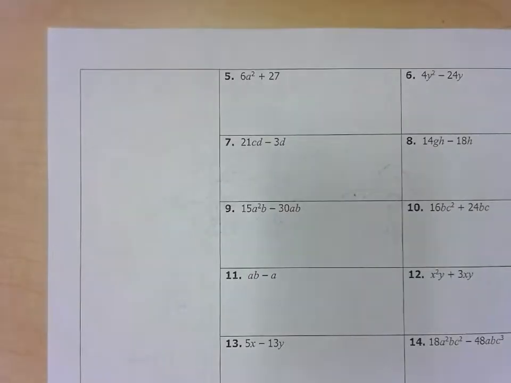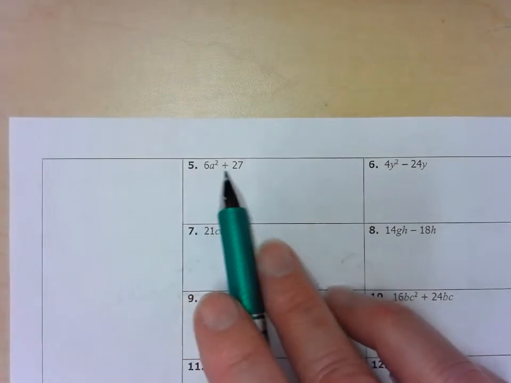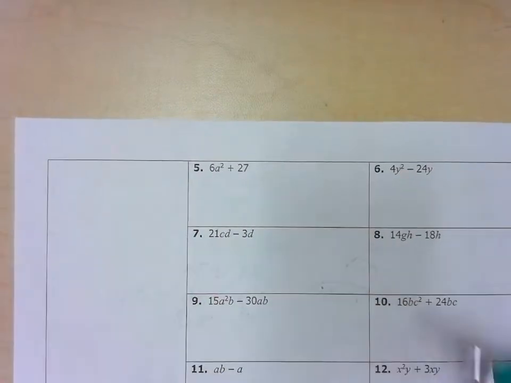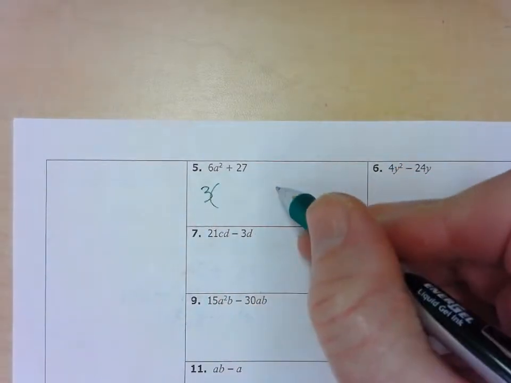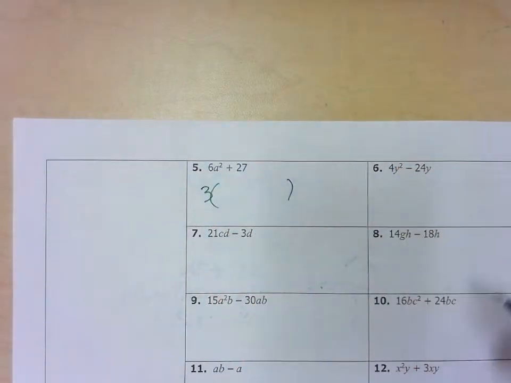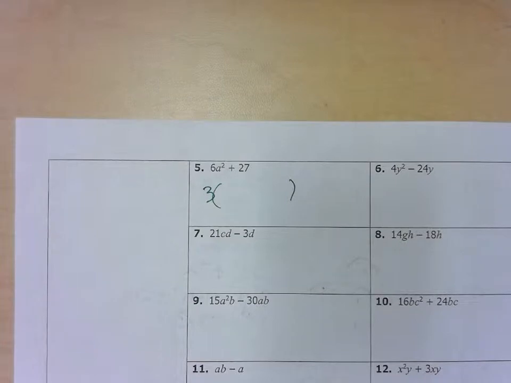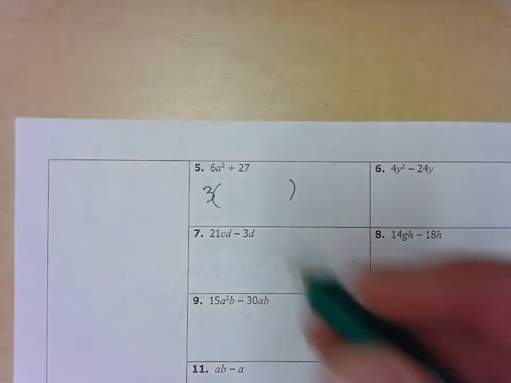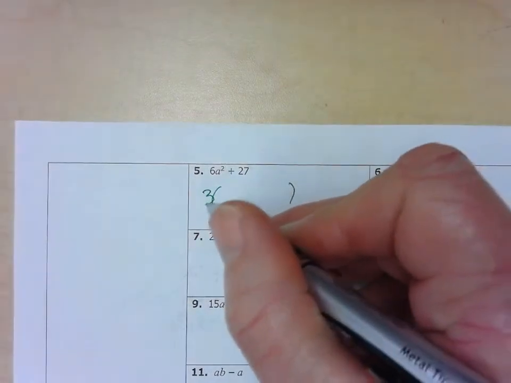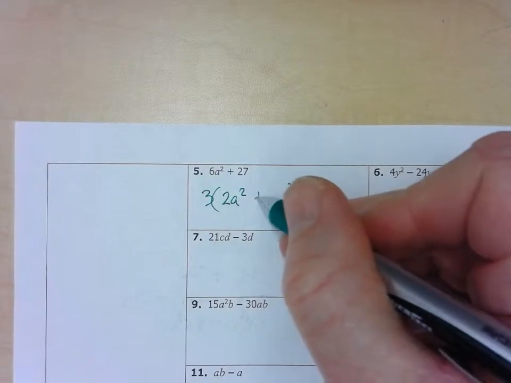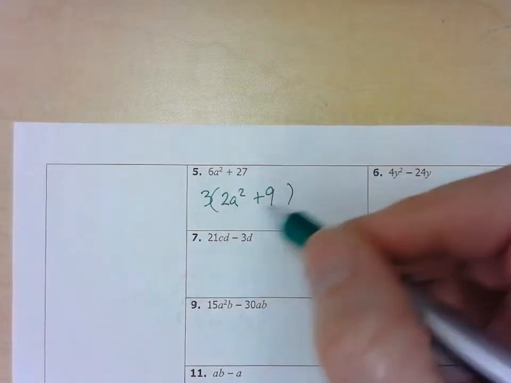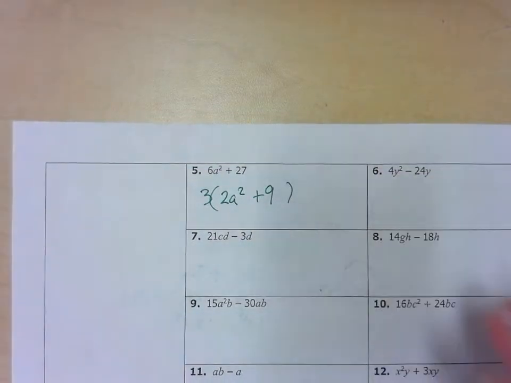All right, now we're looking at these two. We have 6 and 27, no variables in common. 3 comes out. And what's left over? Well, let's pause it and you do it. Go. And we're back. So 3 times 2 and 3 times 9. 3 times 9 makes 27. So that's the answer for that one.